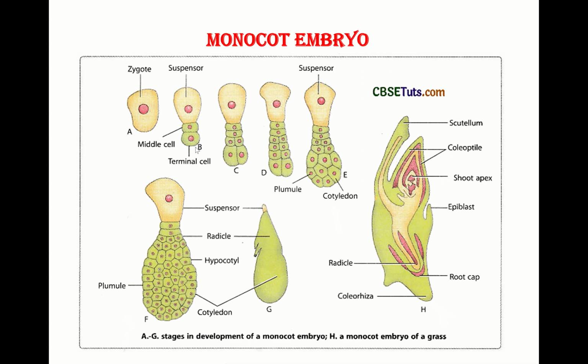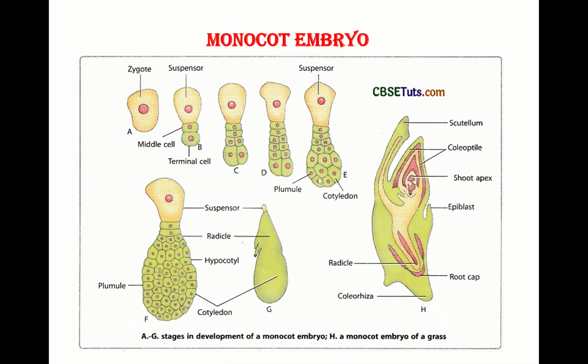As you can see here, the terminal cell undergoes transverse as well as longitudinal divisions to form a globular shaped embryo. This lower portion forms the plumule, and this upper portion forms the radicle in this case.